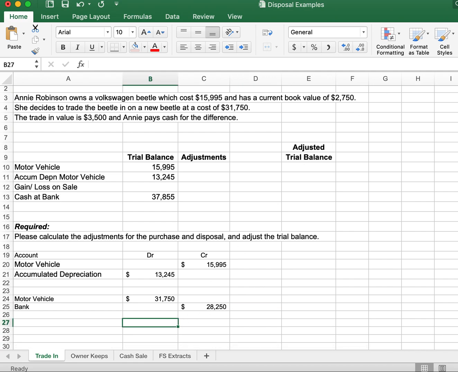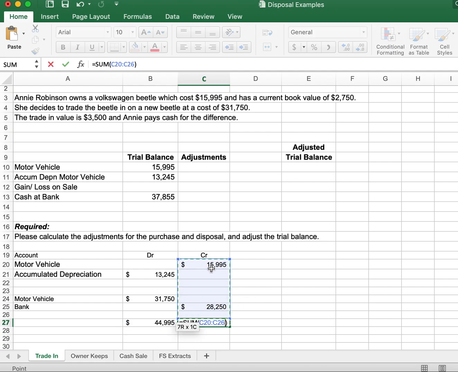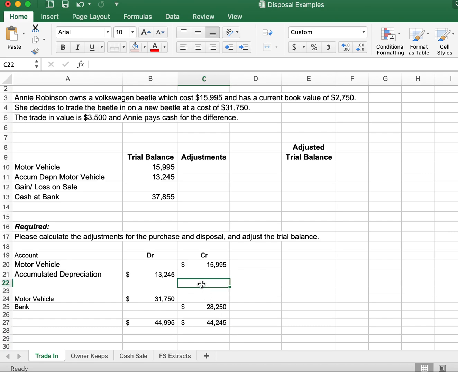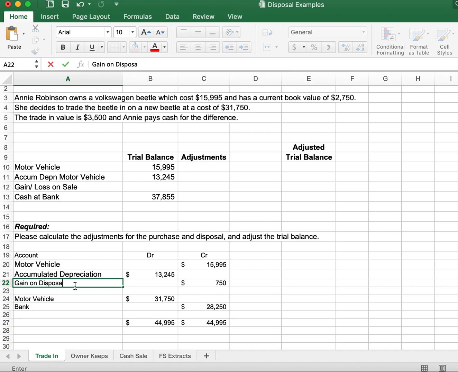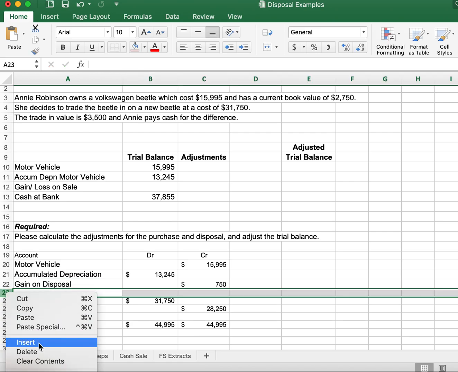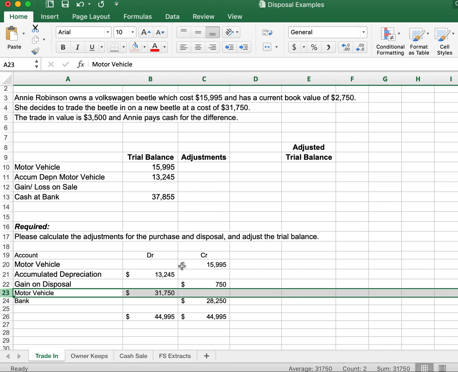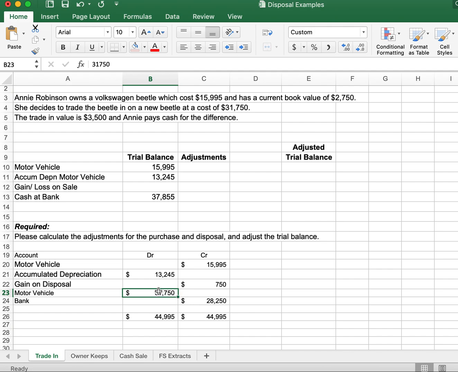I can work out what these tally to. Basically, we've achieved what we needed to do. We've brought the new motor vehicle into the business at that value, we've got rid of the old one, and we've recognised the change. This figure down here is just to make sure my journal balances.